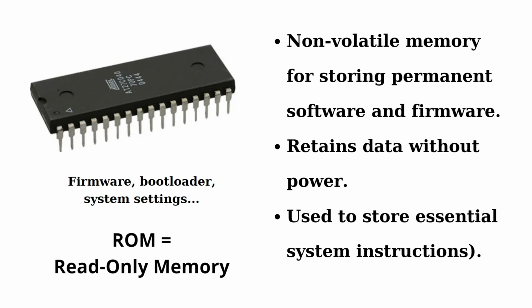Firmware is a specialized type of software embedded into hardware devices to control their functions. Unlike regular software that can be easily updated or replaced, firmware is often stored in non-volatile memory such as ROM or flash memory and is integral to the device's operation. It provides low-level control and management of hardware components, ensuring that devices operate correctly and efficiently.